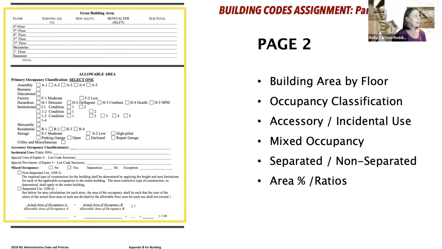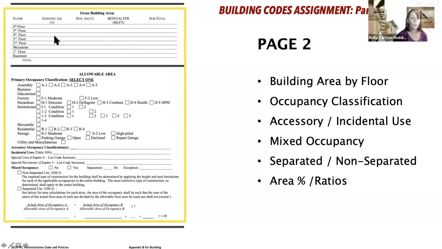Page 2. Now we're going to try to calculate the building area by floor. We actually probably don't need to absolutely do this step right now, because we'll fill in some of this a little bit later when we have a more precise design. So for that piece, don't worry about it yet, but let's go in and look at our occupancy classifications.